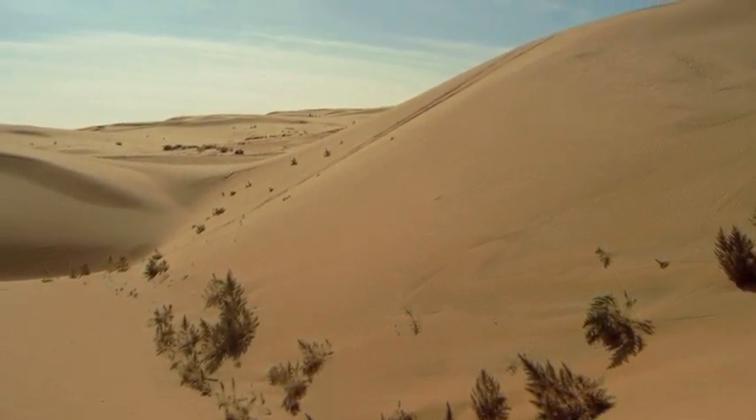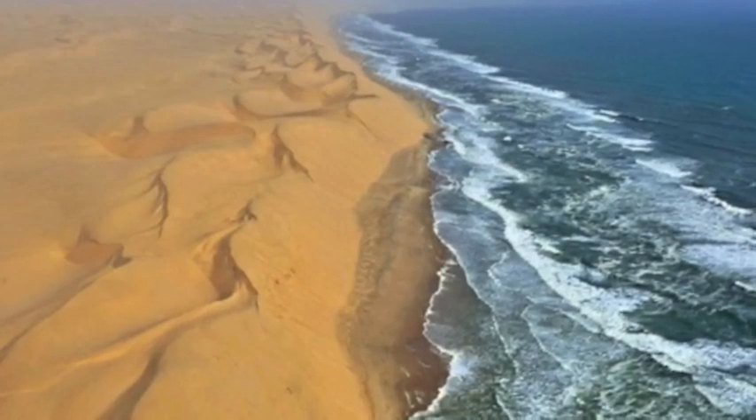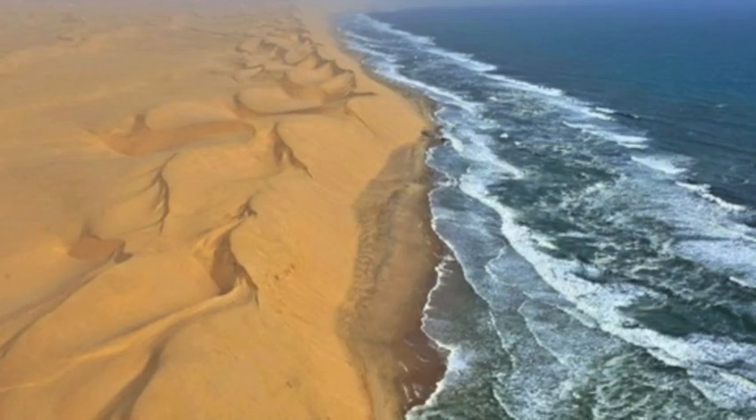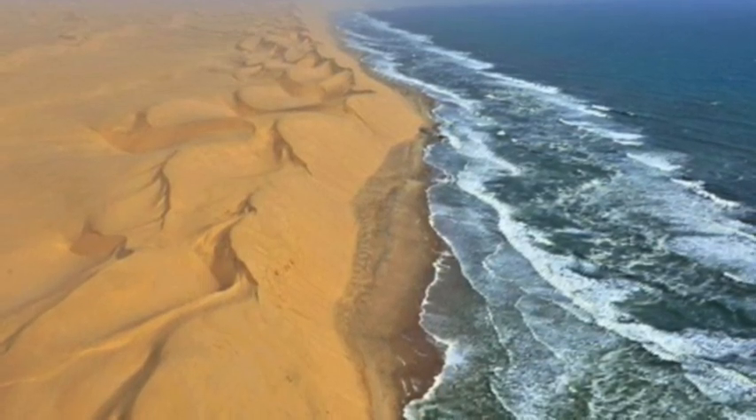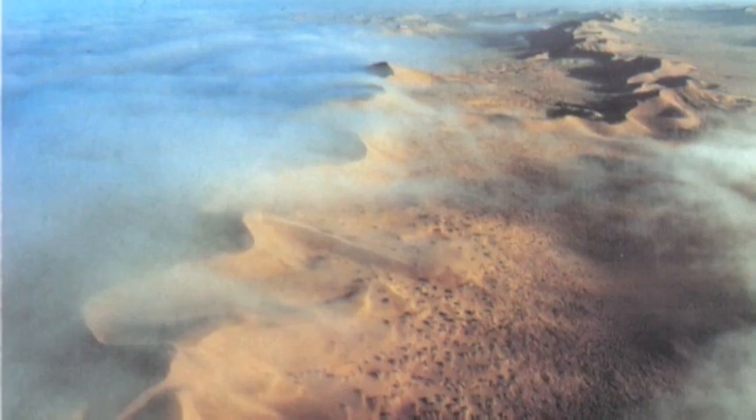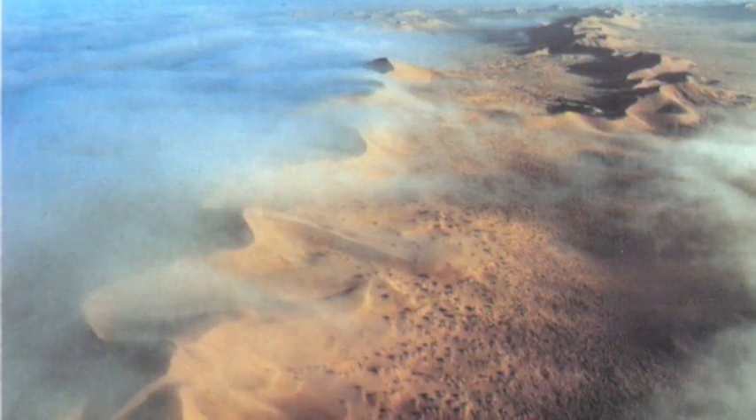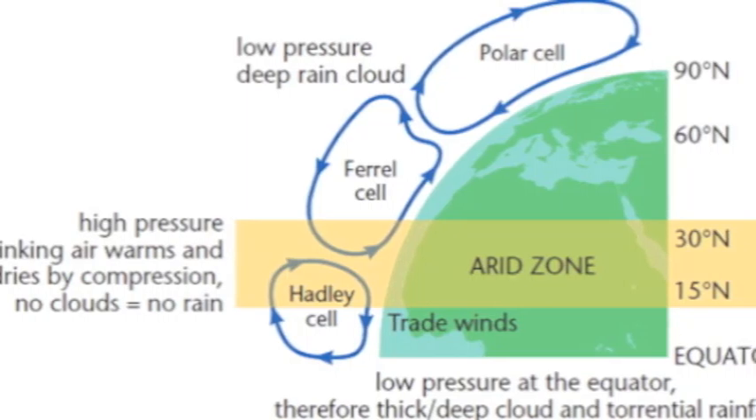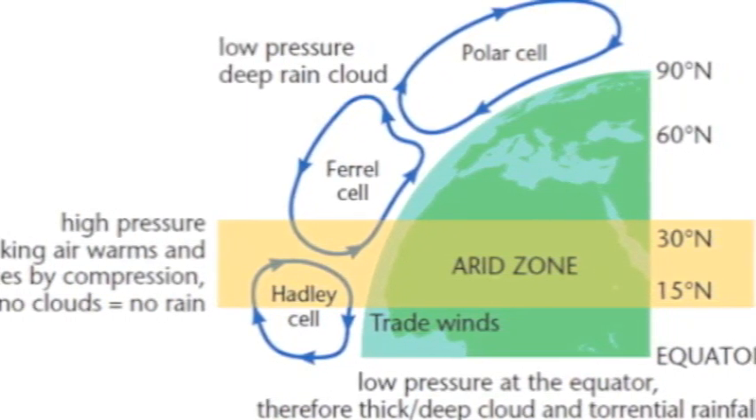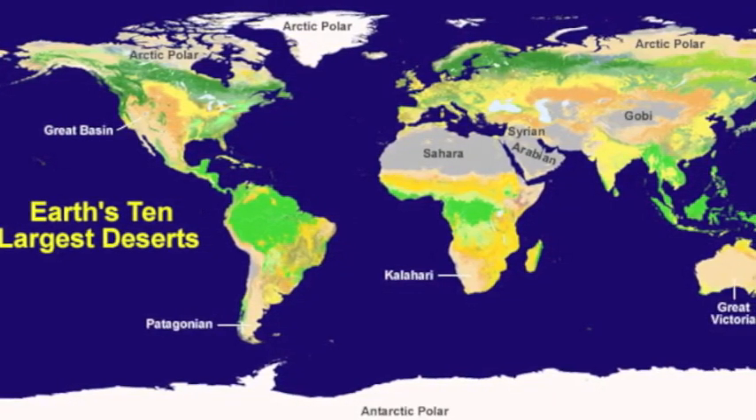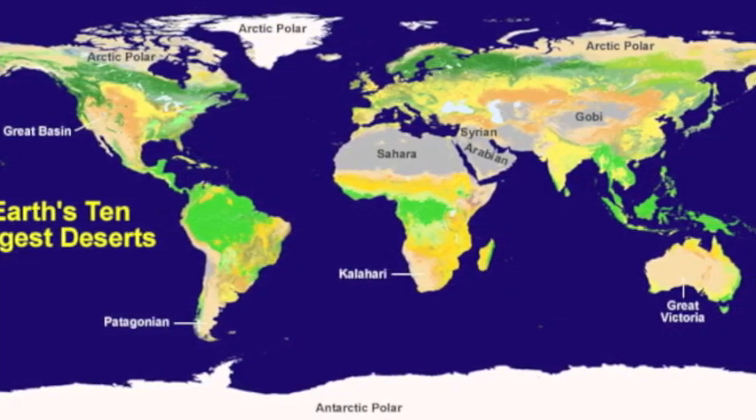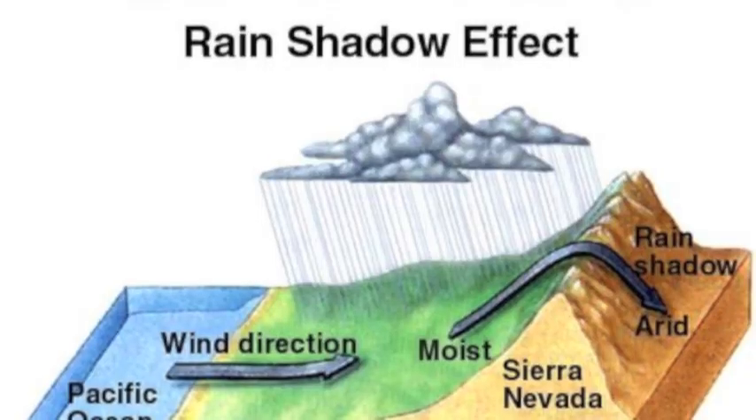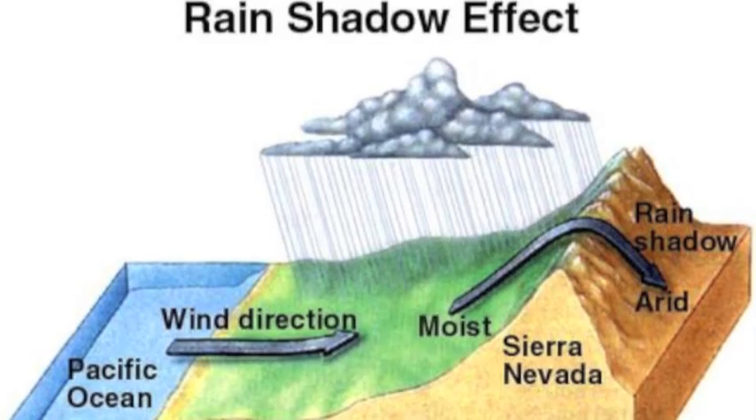Some deserts, however, are located on the west coast of continents, such as the Namib in Africa or the Atacama in Chile, forming coastal fog deserts whose aridity is the result of cold oceanic currents. Many deserts are found in bands along 30 degrees latitude north and 30 degrees latitude south. Some deserts located by mountains are caused by the rain shadow effect.